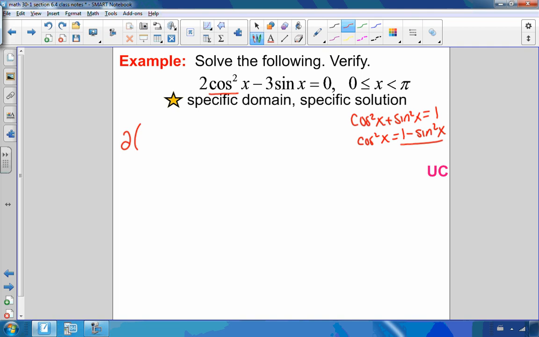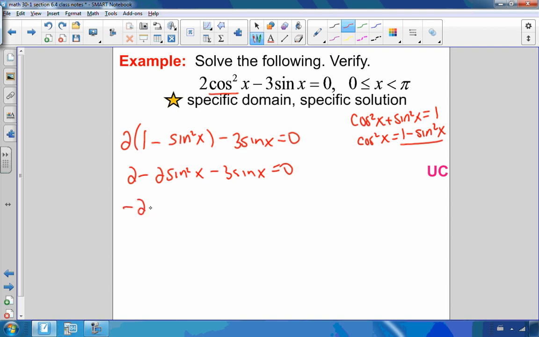So 2 cos squared, or 2 times 1 minus sine squared, minus 3 sine x equals 0. Now you see I have a quadratic, but it's all in terms of sine. So distributing the 2 inside the brackets, I get this. Let's rearrange it in highest power of x down. So negative 2 sine squared x minus 3 sine x plus 2 equals 0.